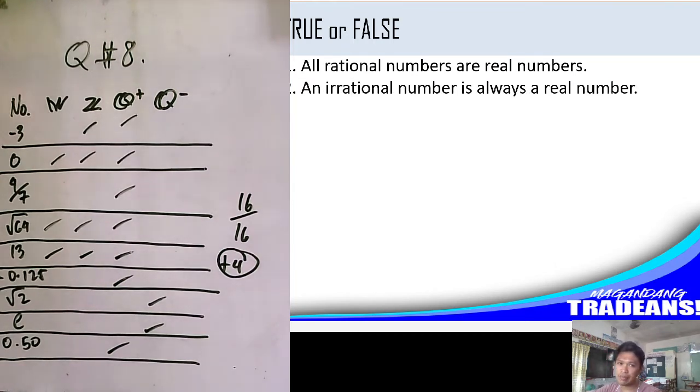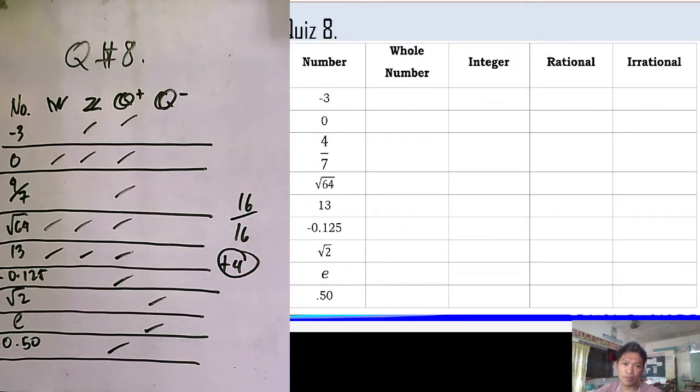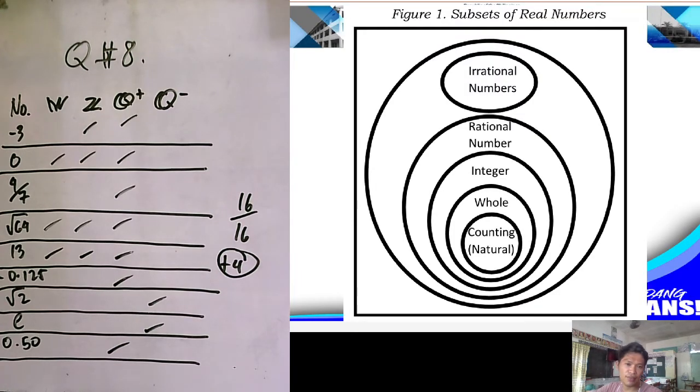All rational numbers are real numbers. Number 2, an irrational number, is it always a real number? Okay. How will you know? Go back to our lesson last time.